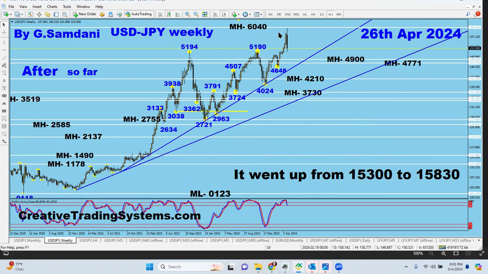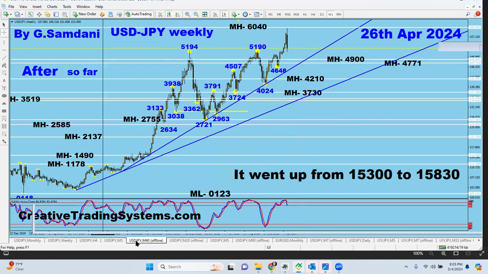And then now what happened? Intervention, and we came down. We came down to where? You see the low of this candle, last week's candle, the low is 151.85, and you can see here 151.94 and 151.90. So this came down here and got pulled back up again, right? So it is above these two numbers.